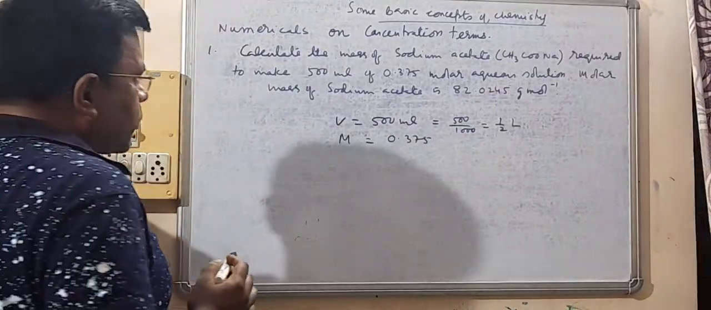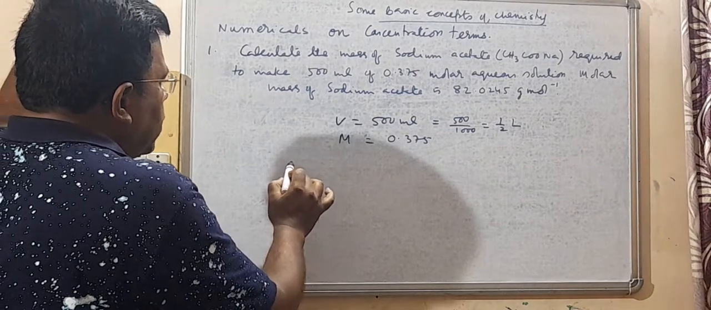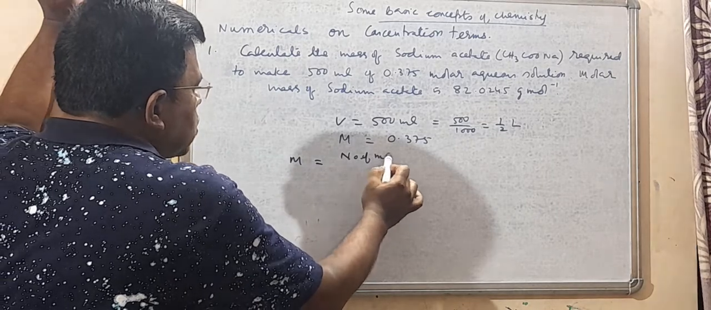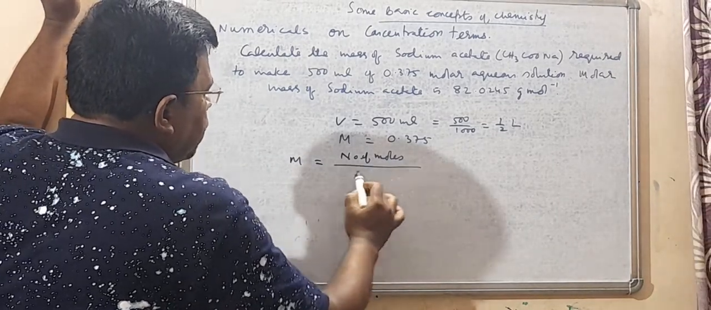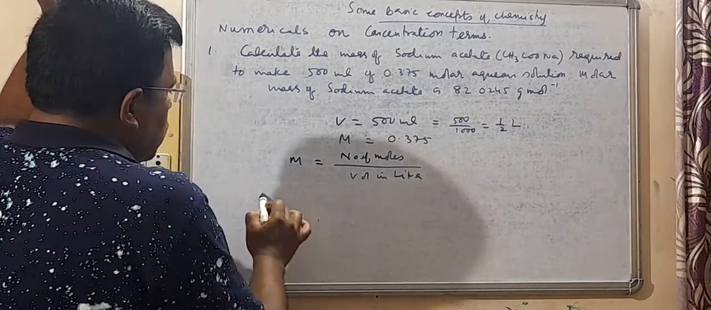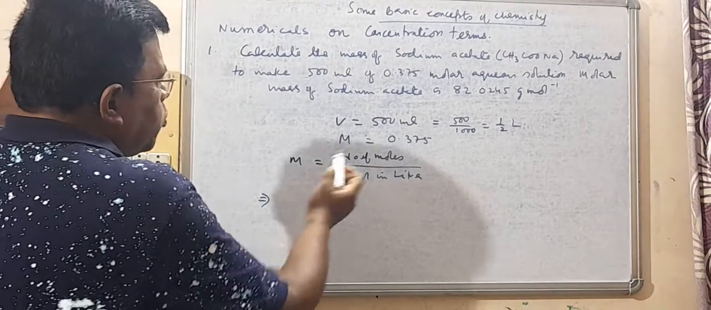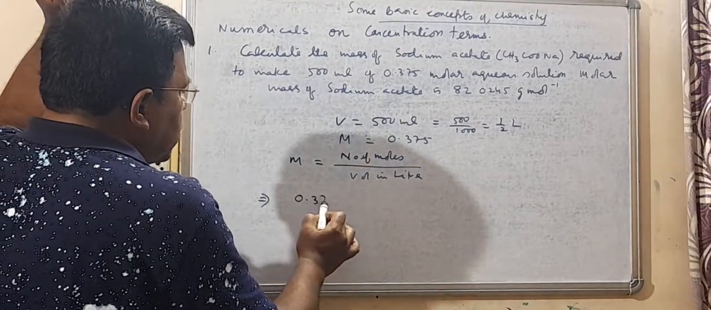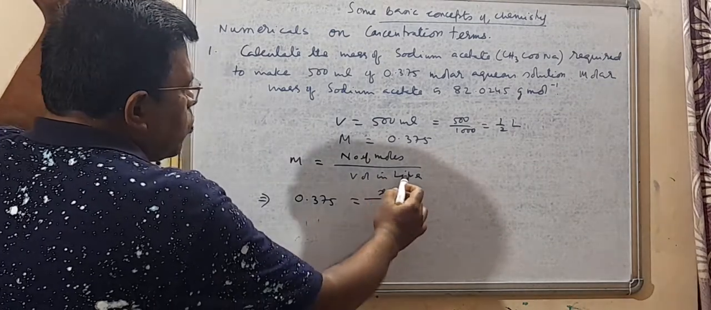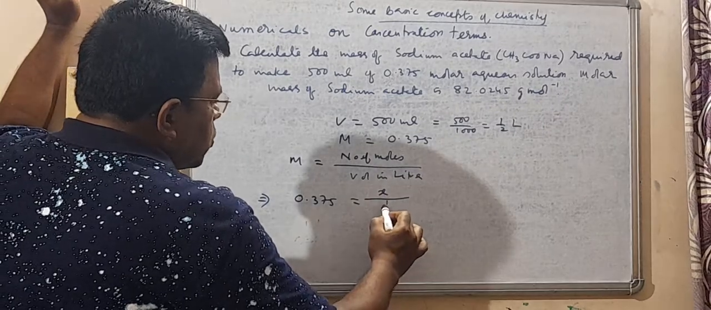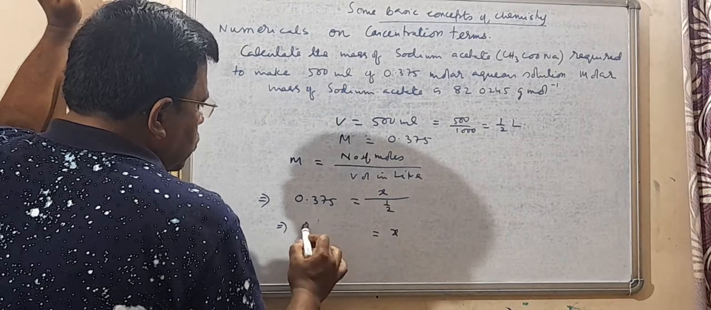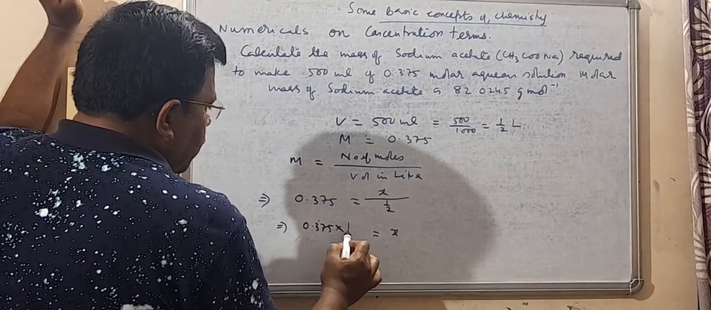So straight away we can use the molarity relation. Molarity is equal to number of moles divided by volume in liter. This we know. So putting the molarity is 0.375. Number of moles we don't know, suppose it is X. Volume in liter is 1 by 2. So X will be 0.375 into half.